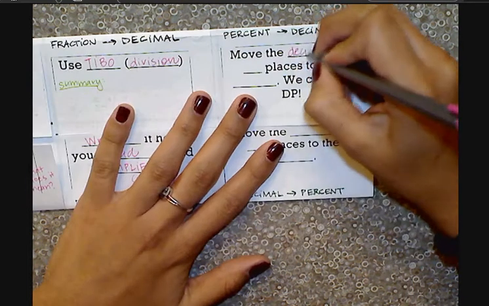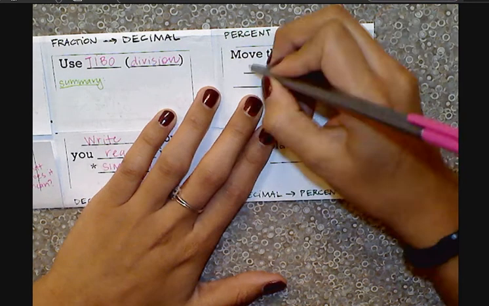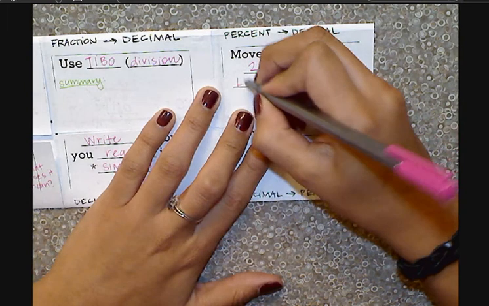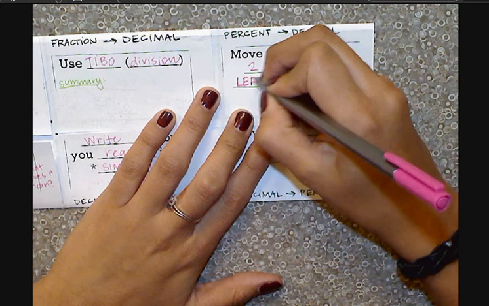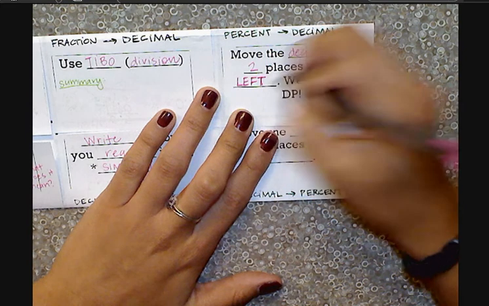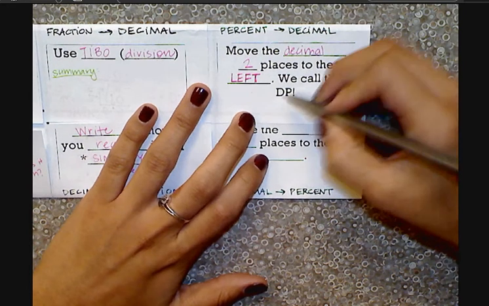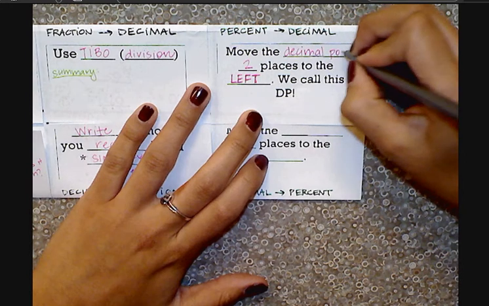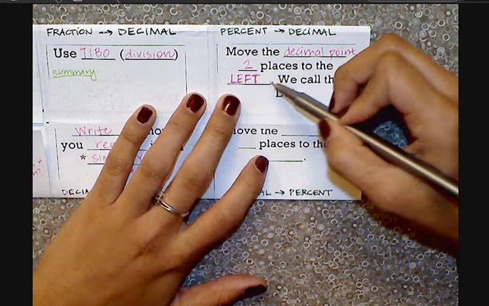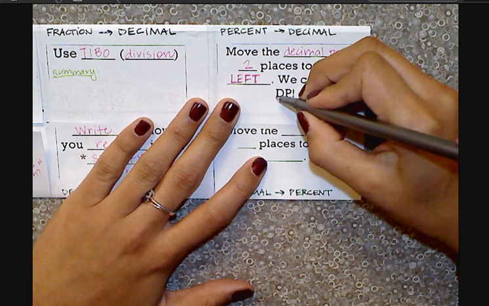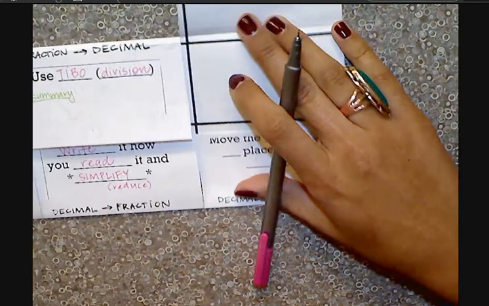Move the decimal point, or just the decimal, 2 places to the left. Okay, and write that in big letters. Move it to the left. I'll tell you why that's important in just one moment. Move it to the left. We call this DP. The reason why we call that DP is because DP stands for decimal point, and wherever you have the decimal, you're going to move it 2 places to the left. 1, 2, ta-da!